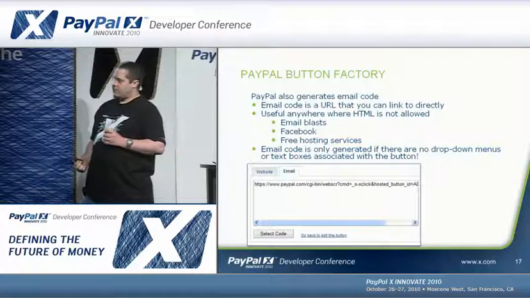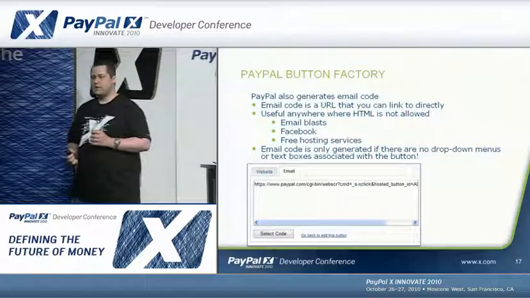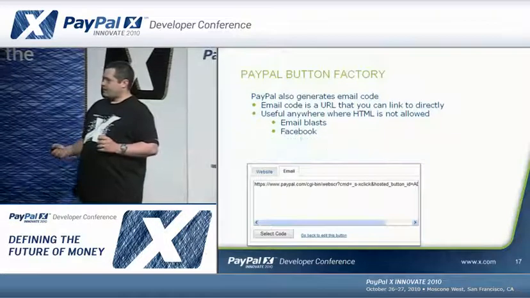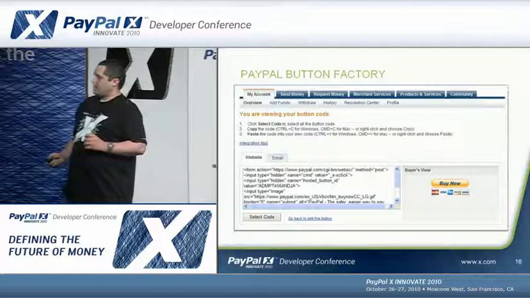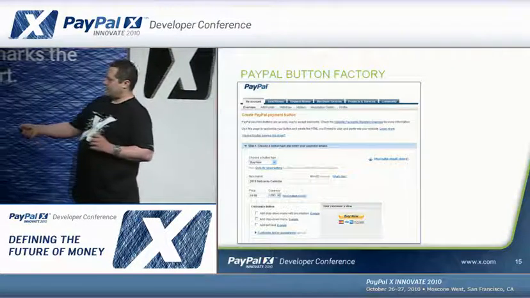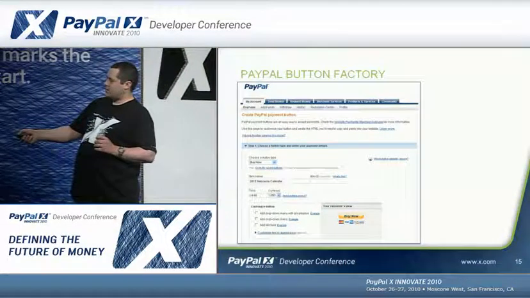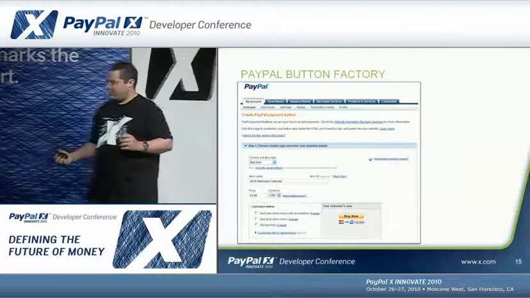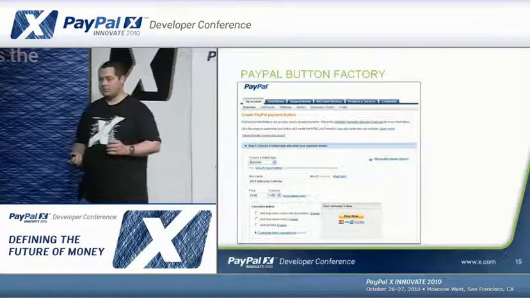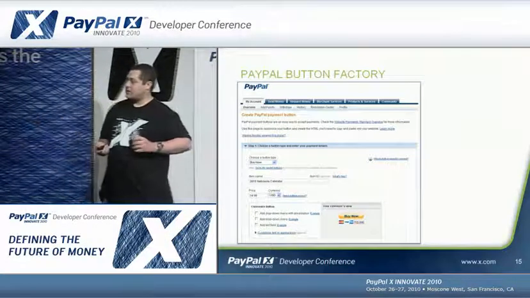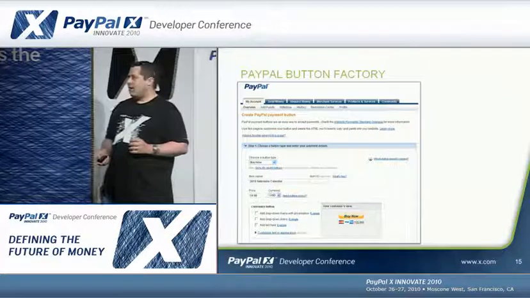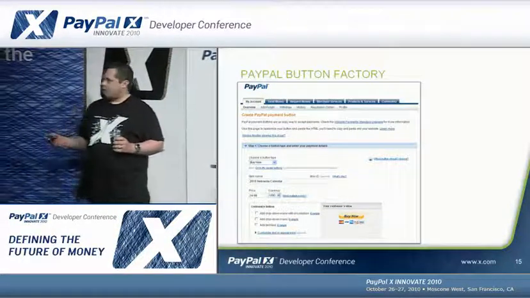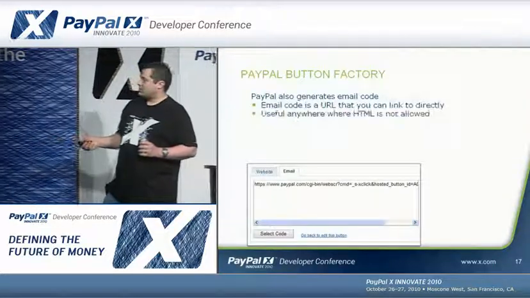One important factor to keep in mind is that PayPal only generates the email code if there are no drop-down menus or text boxes on the button. So if I were to back up here to the previous slide, what you're going to see is down here there's an option to add a drop-down menu or a text field onto the button. And I can use that, for example, if I'm selling a T-shirt and I need to be able to show the different sizes of my T-shirt, I can add on a drop-down menu to accommodate for that. The email code doesn't really allow for drop-down menus, so the email code, again, only gets generated if there are no drop-down menus or text fields on there.